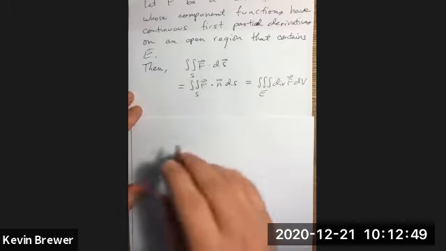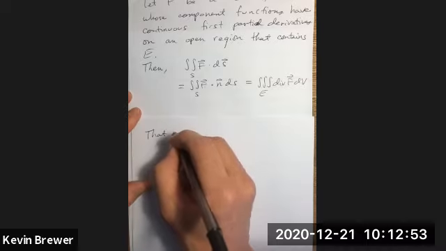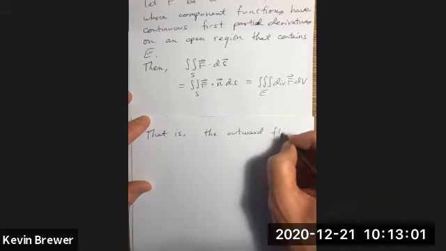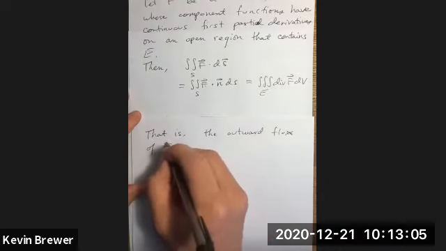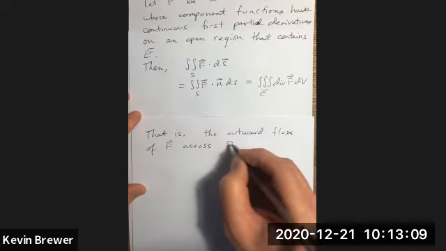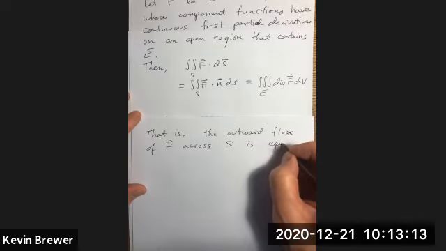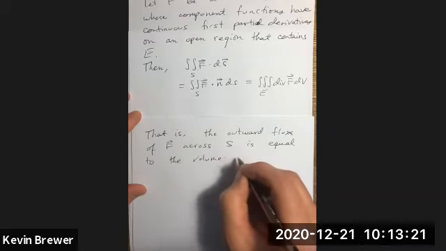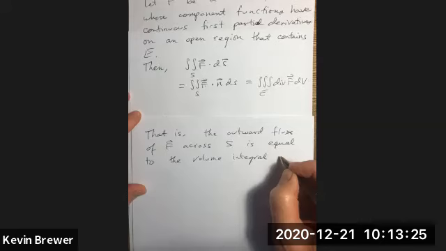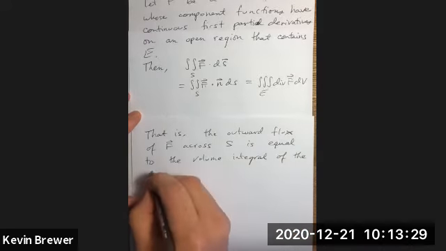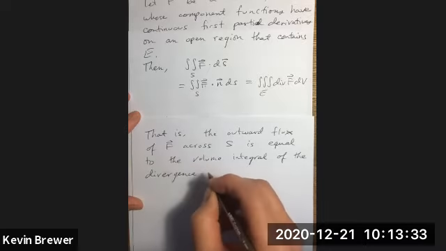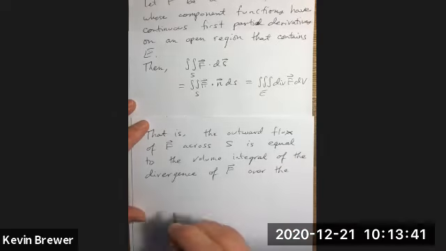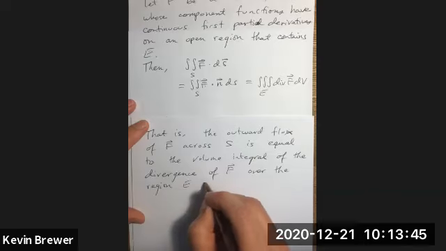So I'll make a few comments here. First, I'll just kind of reword the result. The outward flux of F across S is equal to the volume integral of the divergence of F over the region E bounded by S.